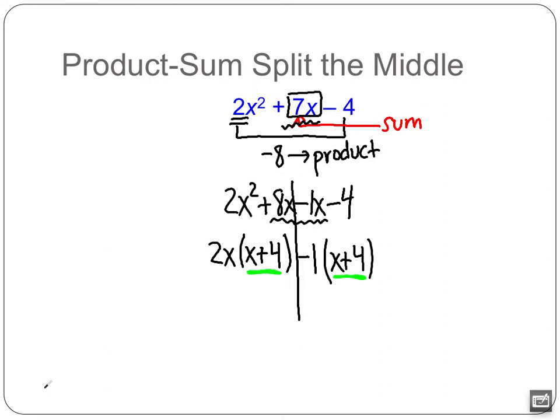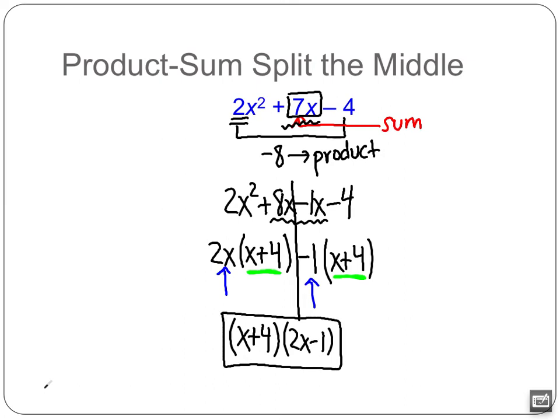One last step to factoring. You want to rewrite that double set of parentheses, this x plus 4. Your other set of parentheses comes from here and from here. So that set of parentheses becomes 2x subtract 1. So this is our final factored form. Remember to check your answer. You can multiply that back out again, and you should get the expression 2x squared add 7x subtract 4.